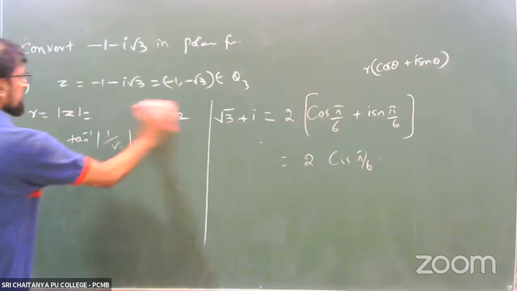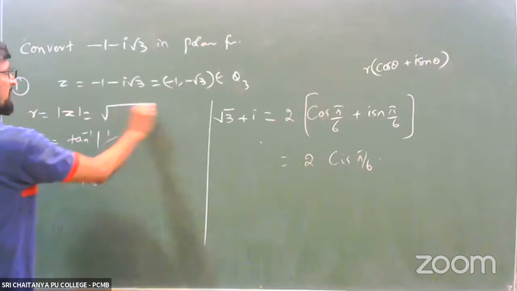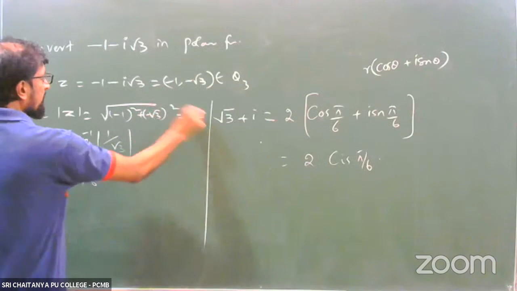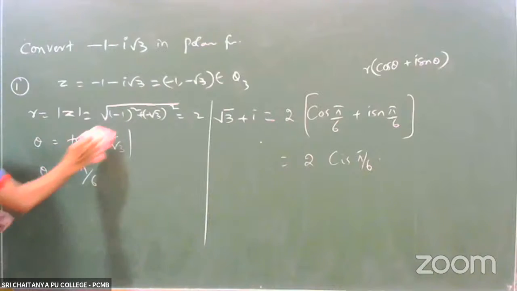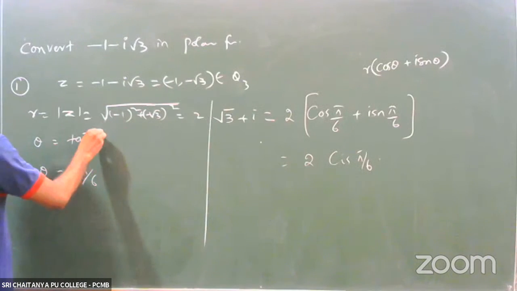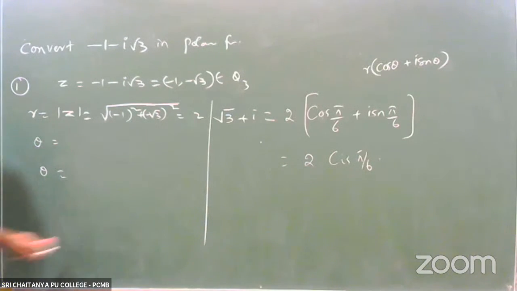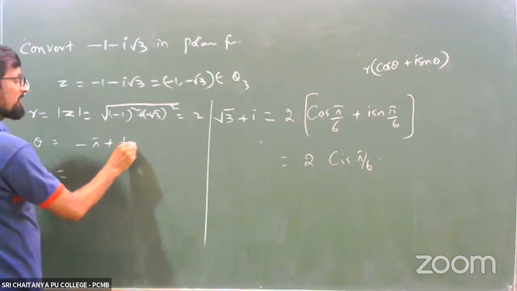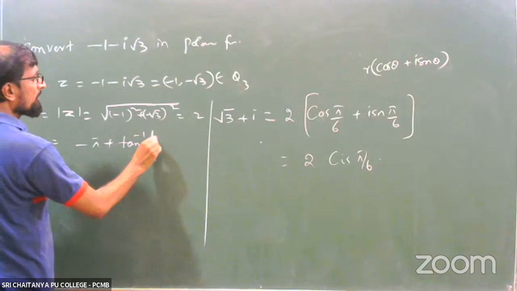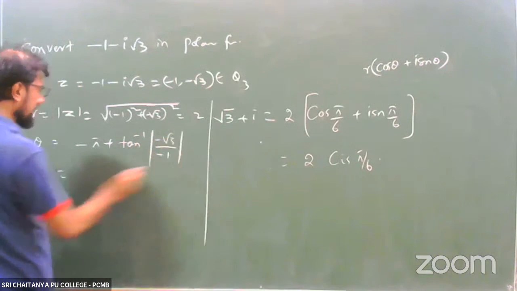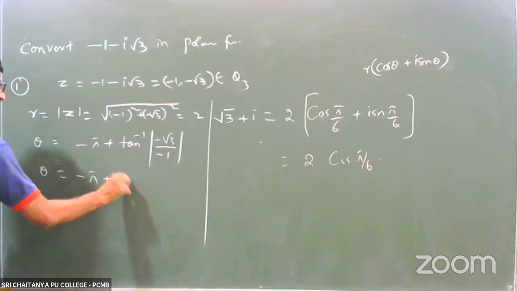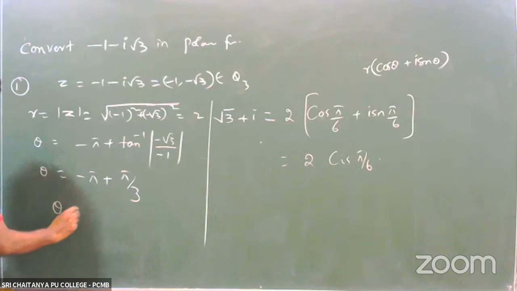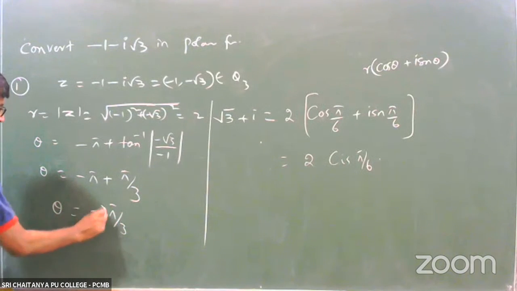So r becomes obviously 2. Now theta, in the third quadrant, theta value is equal to minus pi plus alpha, where alpha is tan inverse of modulus of minus root 3 upon minus 1. So it becomes minus pi plus pi by 3, 60 degrees. So you are going to get theta is equal to minus 2 pi by 3, right?